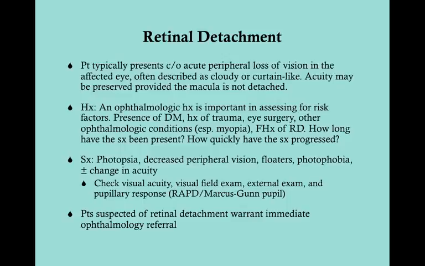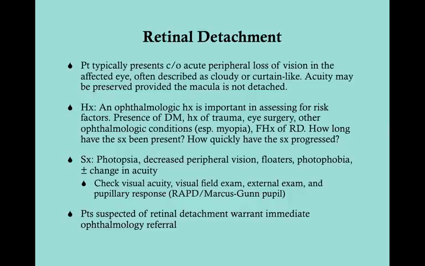So you should check the patient's visual acuity using a Snellen chart, do a visual field exam, and determine which visual fields are affected. An external exam of the eye is certainly warranted for any kind of trauma. And then you should also do a pupillary response test, where you're looking for the relative afferent pupillary defect, also called the Marcus Gunn pupil.